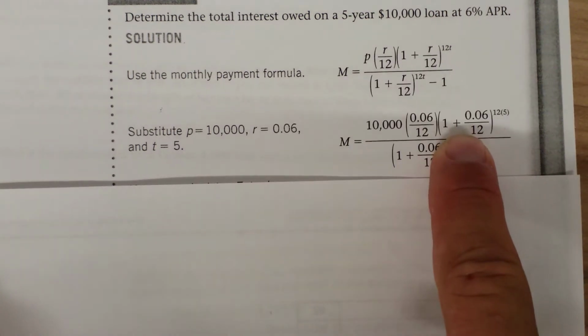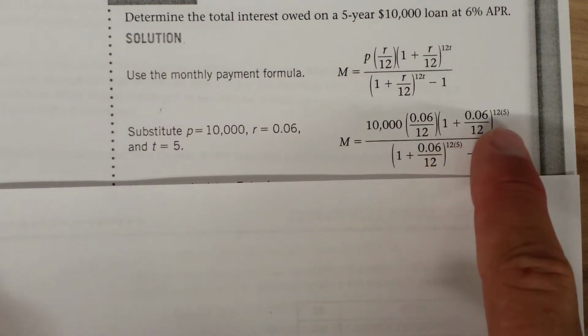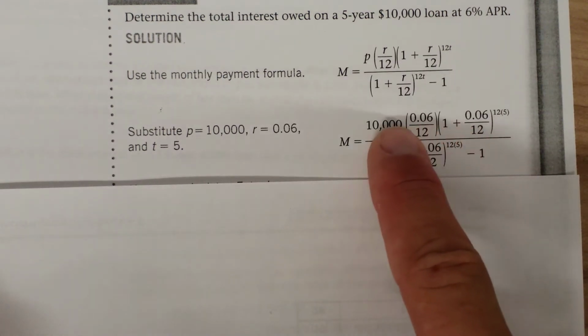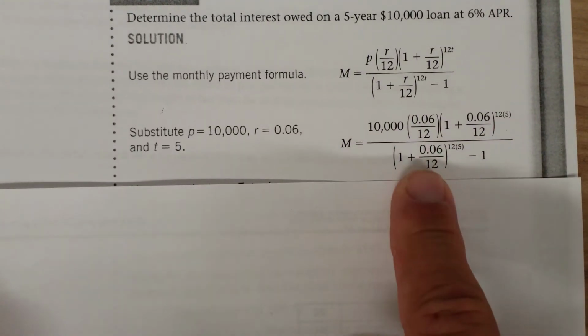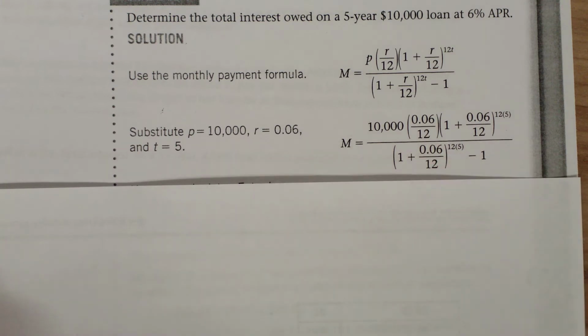You're going to need to add these numbers together in the parentheses, and then take it to that power, and then multiply, probably backwards. But same with this one. You got to get this number in the parentheses, take it to that power, and then subtract 1.